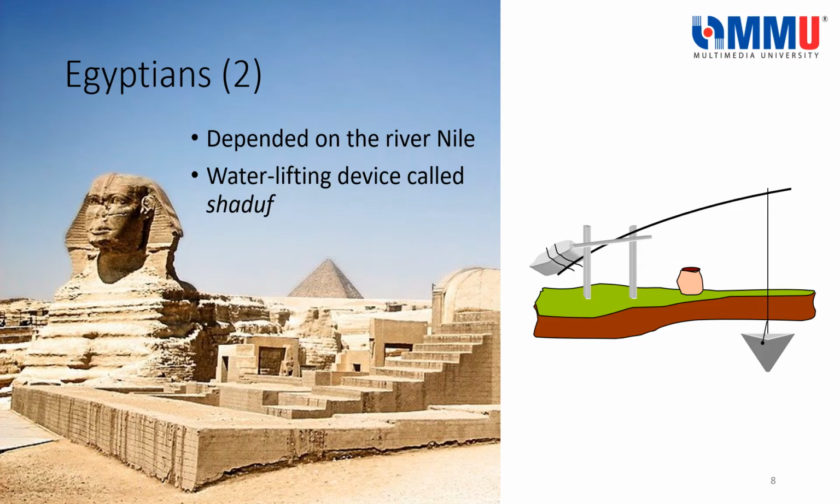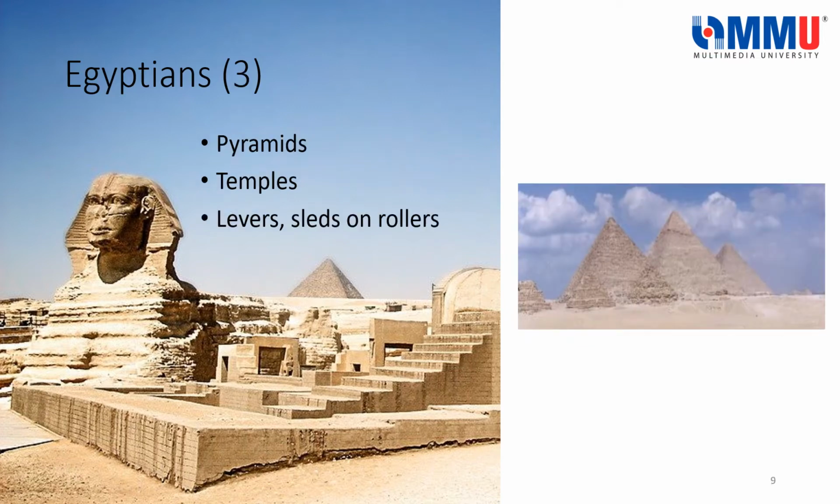I'm not sure if that's how it's being pronounced, but this particular device was about water lifting or having access to water out of the Nile River for the purpose of irrigation, agriculture, consumption, and so on and so forth.